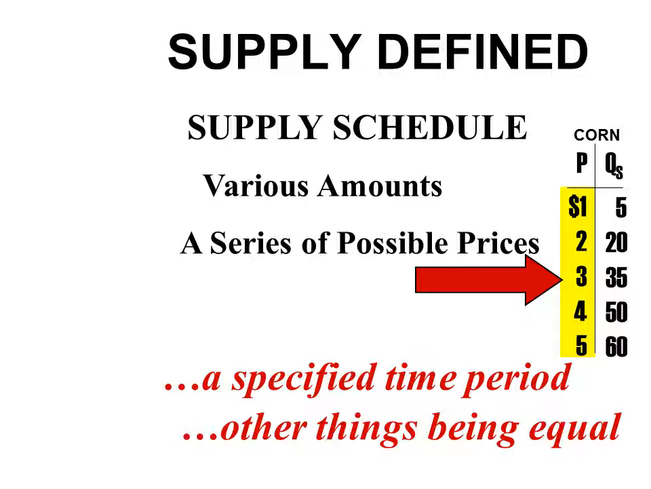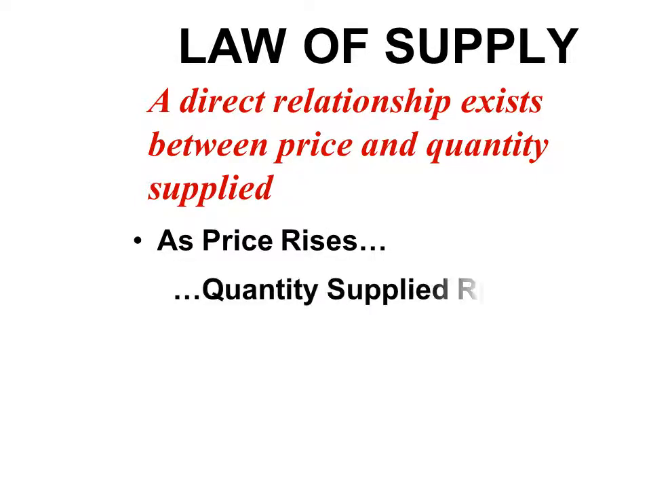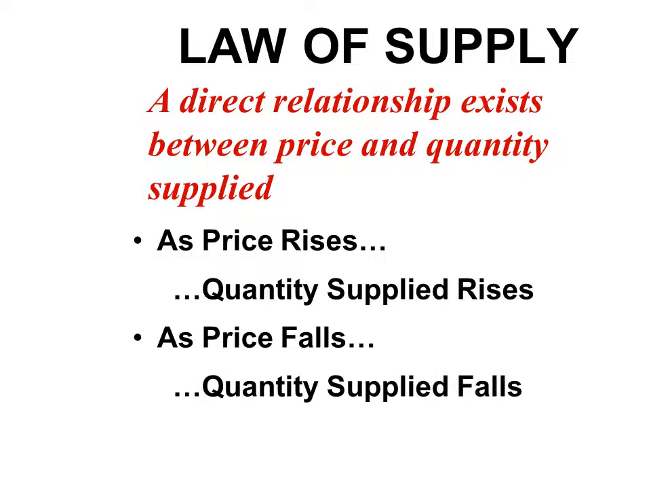So again, the most important determinant of quantity supplied is the price in the market. Just like we had a law of demand, we're going to have a law of supply. In this case, there is a direct relationship between price and quantity supplied. If price rises, quantity supplied rises, and if price decreases, quantity supplied falls.